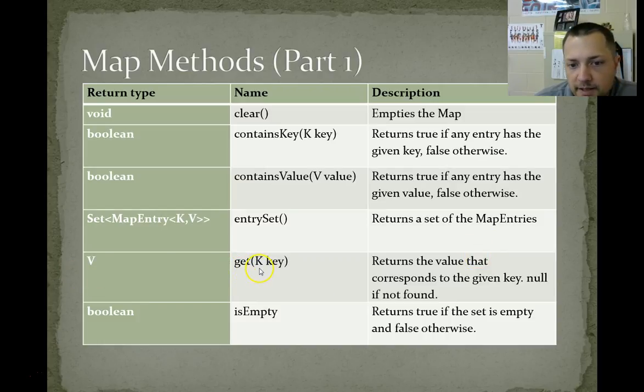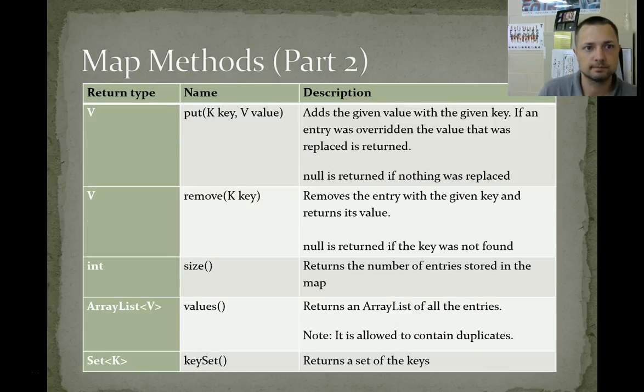Get, and you send it a key. So if you use a get method on a map and you send it a key, it will give you the value that corresponds to that key. If the key is not in your map, it returns null. Is empty returns true if there's nothing in the map, returns false otherwise.